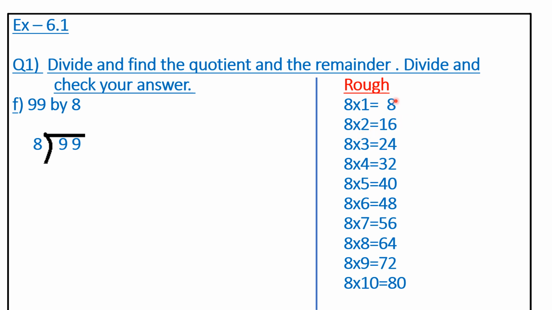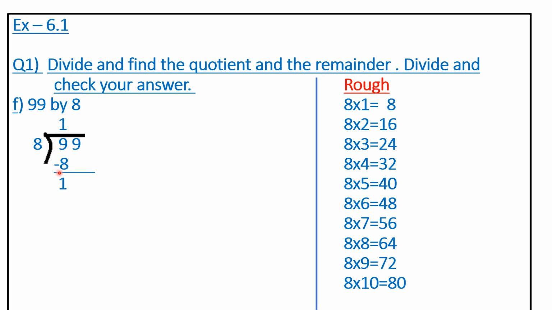So here you will not get 9. After 8 we are getting 8 2s are 16. So we cannot apply 16 because 16 is more than 9. So we will apply 8 1s are 8, that is just smaller than 9. Okay. You have to apply here a number just smaller than this 9. If you are not getting 9, then a number just smaller than this 9. So you apply here 8 1s are 8. So you write here 8 1s are 8. Okay. See, 8 1s are 8.